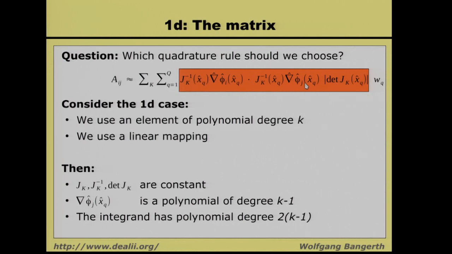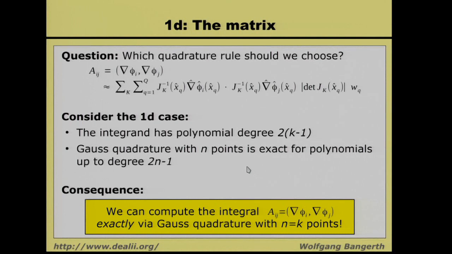Now, these terms here, these gradients of phi j: if phi j is a polynomial of degree k, then the gradient is a polynomial of degree k minus 1. The whole integrand, in fact, is a polynomial of degree 2k minus 1, because I multiply a polynomial of degree k minus 1 and a polynomial of degree k minus 1. So I get 2k minus 1.